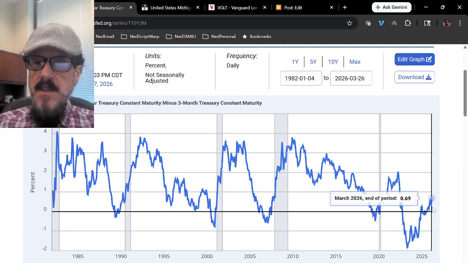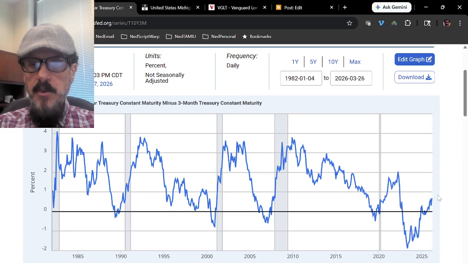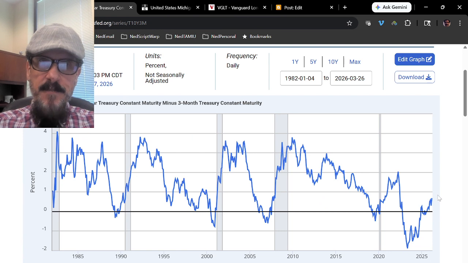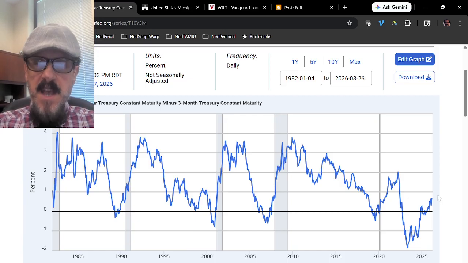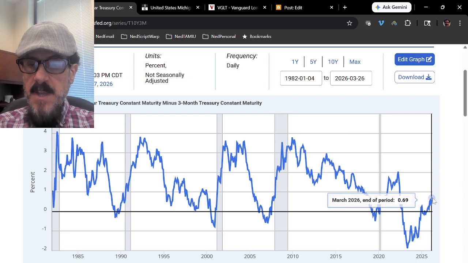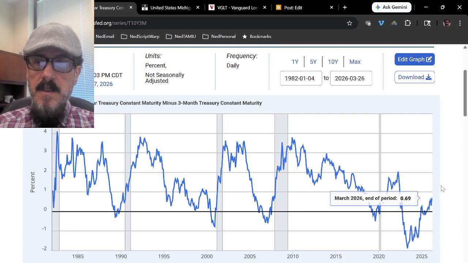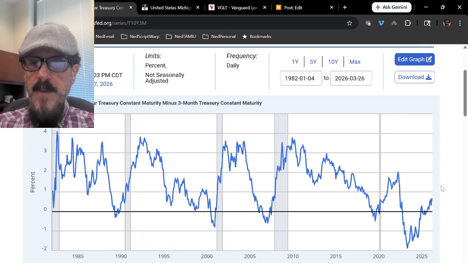Which means that if you look at historical data, and we have only the history to predict the future, the future is unpredictable, but if you're going to use something to predict the future, past history is the best indication. So as you can see, there is an uninversion here. So based on this yield curve inversion phenomenon, a recession is imminent.